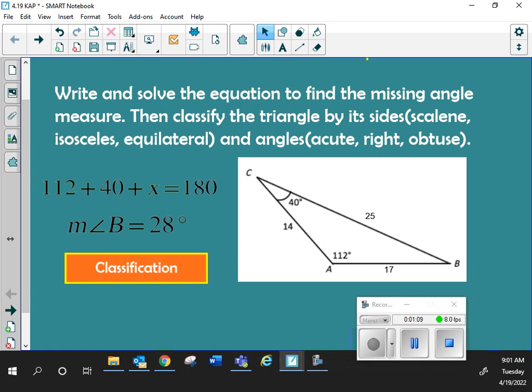And then the angles. Every triangle has at least two acute angles. So you covered that up. This one's 40, this one's 28. Cover up the acute angles, and then the last one remains. So that last angle is very good. Any questions on that? Okay.